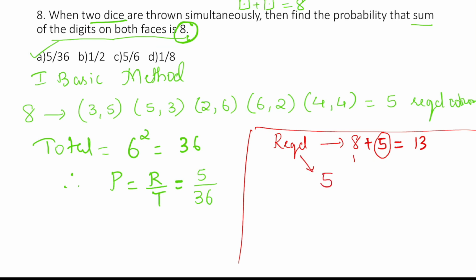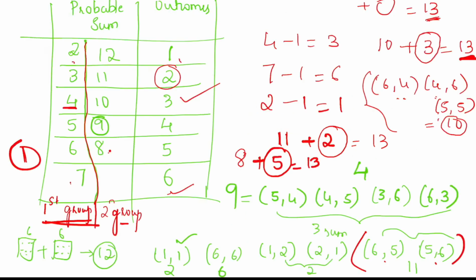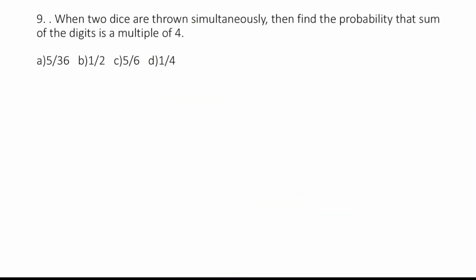Okay, required outcomes are 5, and total outcomes are how many? Total we know how to find out, isn't it? 6 raised to the number of dice, 6 raised to 2, which is equal to 36. Therefore probability is equal to required divided by total. Required is 5, and total is 36. Same we got as with the other method. So this table method will be very useful to solve any difficult problems. So we'll see the next problem.